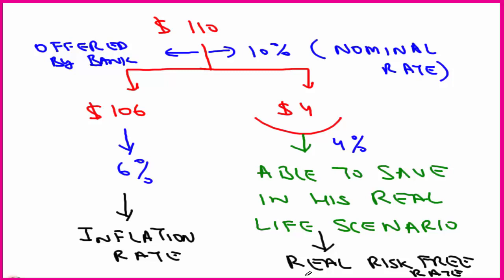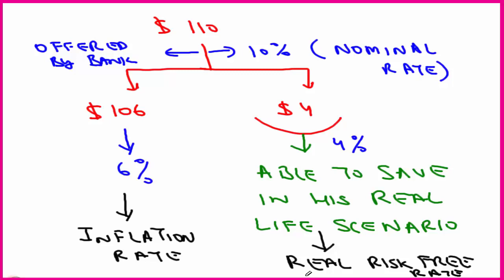The 10% interest which he has received from a banking company is named the nominal interest rate. Now, nominal is being bifurcated into two parts. One is the real risk-free rate, and second is inflation. In my example, I have taken 6% as inflation, and 4% is real risk-free.